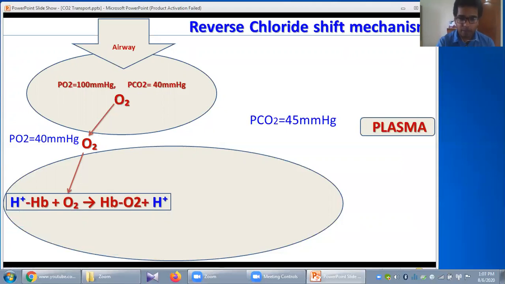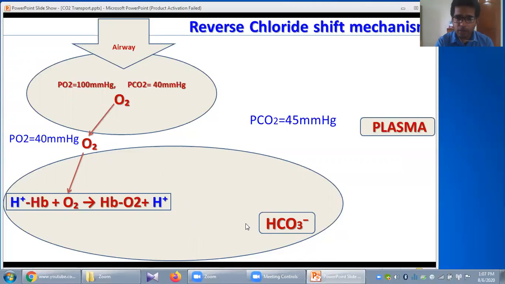Now let's see what happens. Within the red blood cell, this oxygen molecule will bind with the hemoglobin molecule to form oxyhemoglobin. Now this hemoglobin becomes oxygenated. But you know, from the tissue capillary, this hemoglobin molecule was bound with the hydrogen ion. Now this binding of oxygen with the hemoglobin molecule will displace this hydrogen ion from the hemoglobin molecule. Now this hydrogen ion becomes free within the red cell cytoplasm. So as oxygen binds with the hemoglobin molecule, it will displace the hydrogen ion and make the RBC cytoplasm acidic.